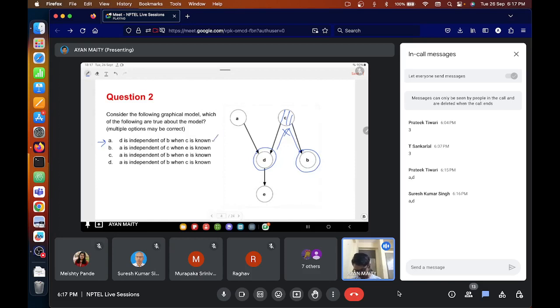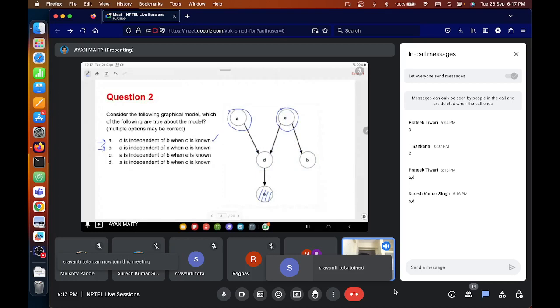Then second option says A and C, and E is given. It is similar to the previous question. If D or any descendant of D, in this case E, is given, then this path is not blocked from A to C. So E is given, so this path from A to C via D is not blocked. There is a path from A to C, so A and C cannot be conditionally independent. So second option is not right.